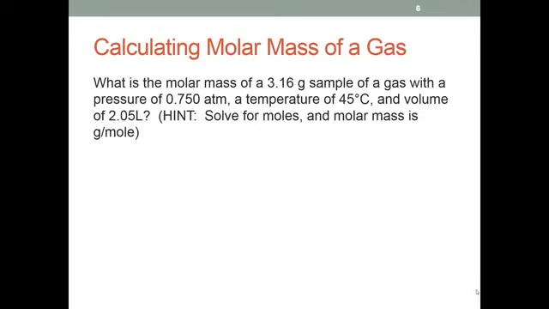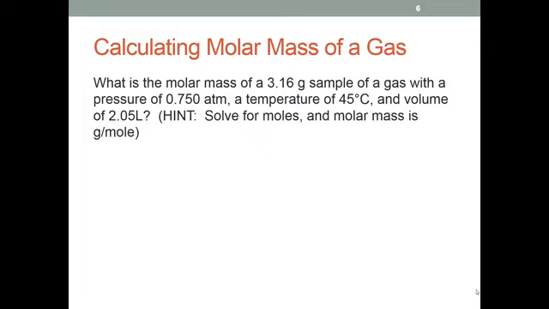Let's tackle this one. What is the molar mass of a 3.16 gram sample of a gas with a pressure of 0.750 atmospheres, a temperature of 45 Celsius, and a volume of 2.05 liters? We have a hint. The hint says solve for moles, which we'll do using the ideal gas law in just a moment, and molar mass is grams per mole, or grams divided by moles.